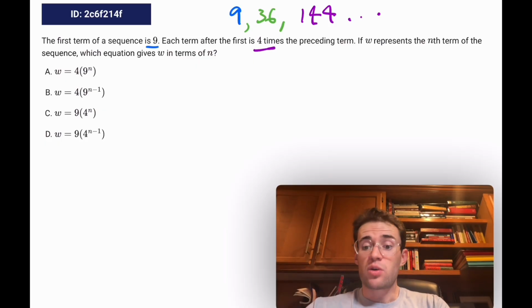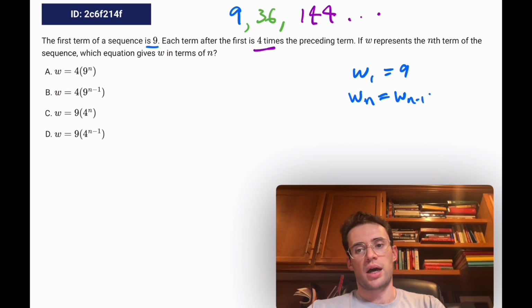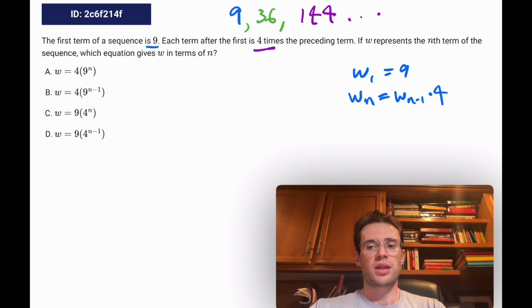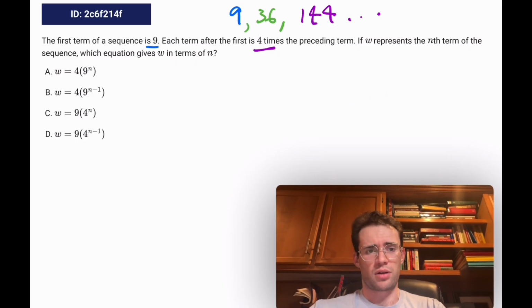All right, so if you wanted to write this as a recursive formula, you would do it differently. You do like w0 equals 9, or you could say w1 is 9, and then wn is equal to the previous term, which would be wn minus 1 times 4. And so you write like that, that would be the recursive way to write this. But they're looking for not the recursive formula, they're looking for the explicit formula.